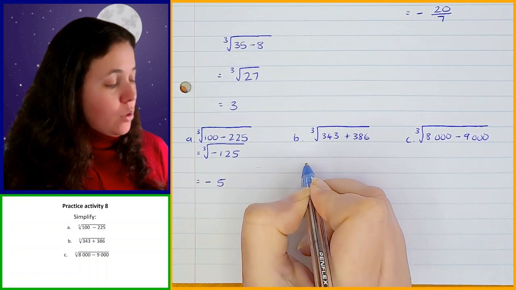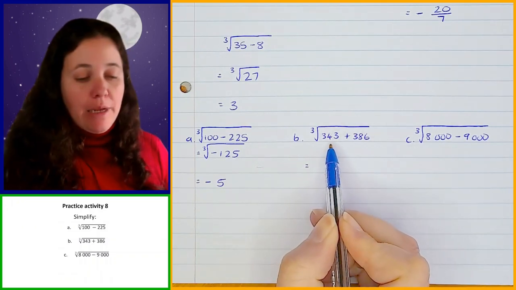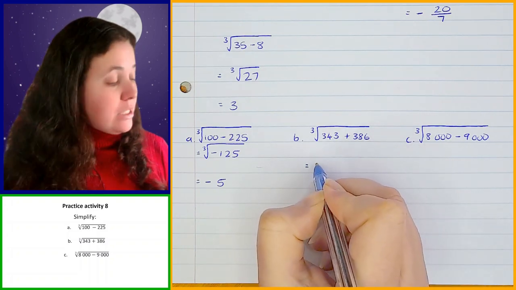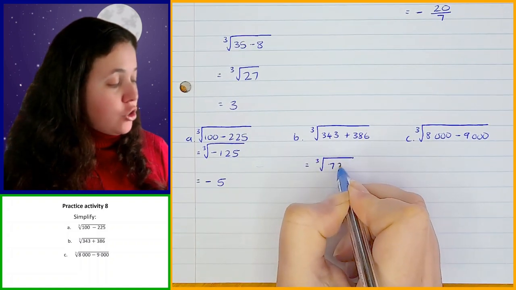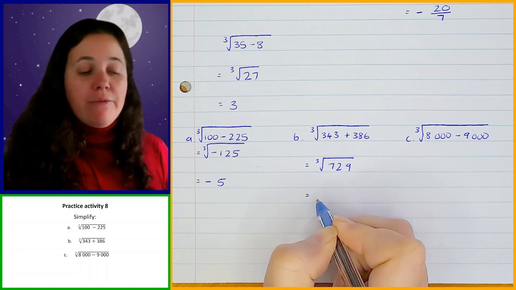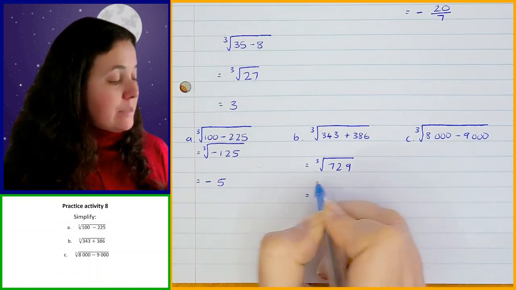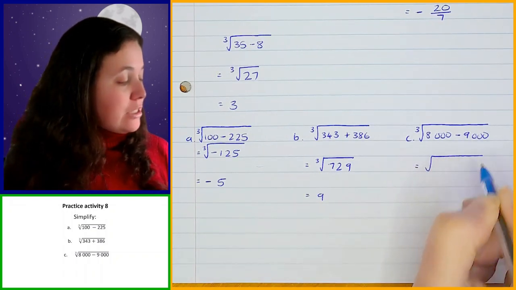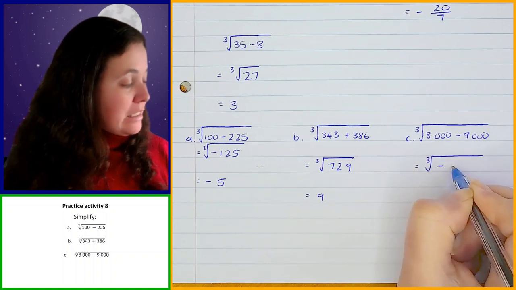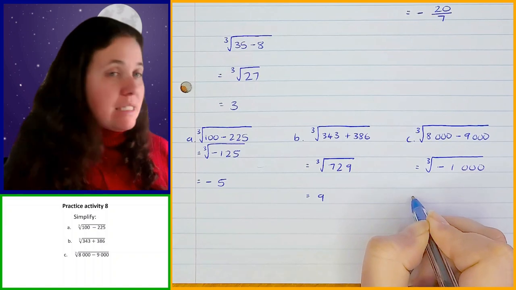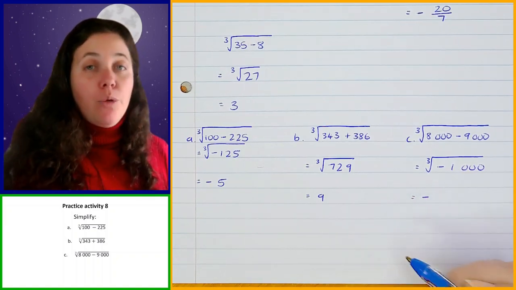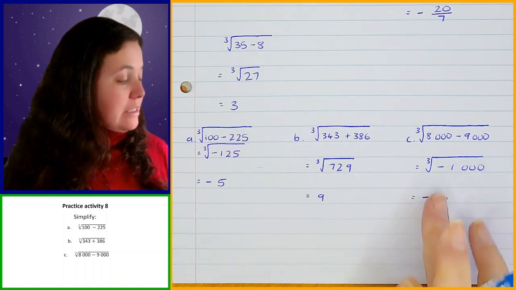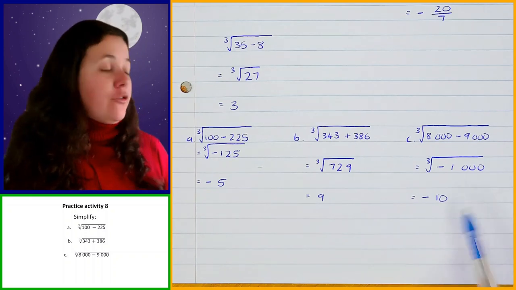Question B, we're going to simplify 343 plus 386, and that should have given you 729. So this is the cube root of 729, which if you simplify, gives you an answer of 9. It's positive, so it's going to stay positive. And then the last one, we have the cube root of 8,000 minus 9,000, which gives us negative 1,000. If we simplify that, we're going to get negative, because when you cube root a negative number, you get a negative answer. And the cube root of 1,000 is 10, so that's negative 10. So for question C, you should have got negative 10.